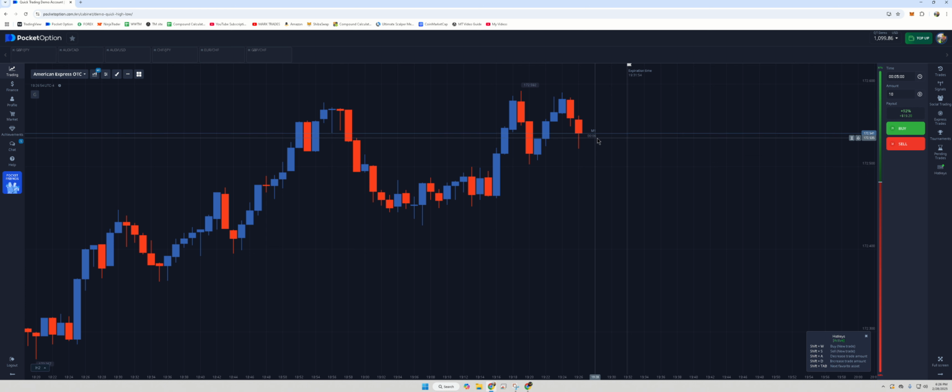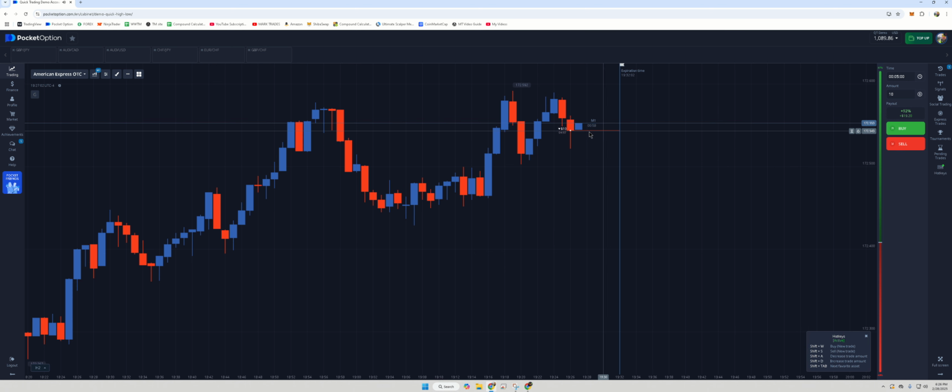We're going to wait for that candle to close, and this is a 1 minute. So 4, 3, 2, 1. Putting in for down. So now if this candle closes out above this line, it's going to be a loser. If it closes out below this line, it's going to be a winner. And if it wins, it's going to give me 92%.